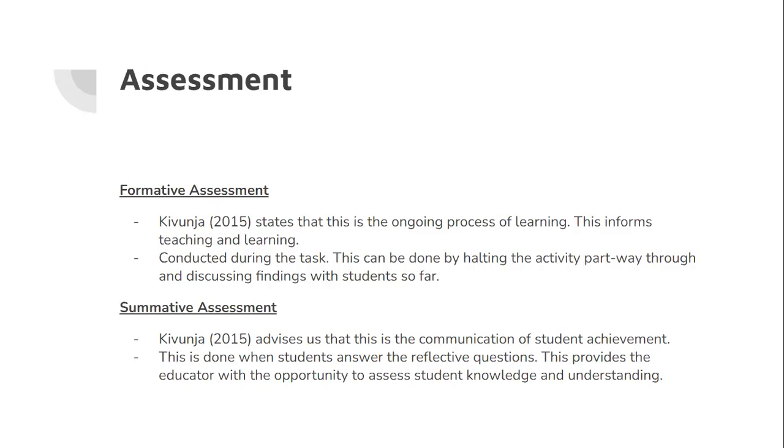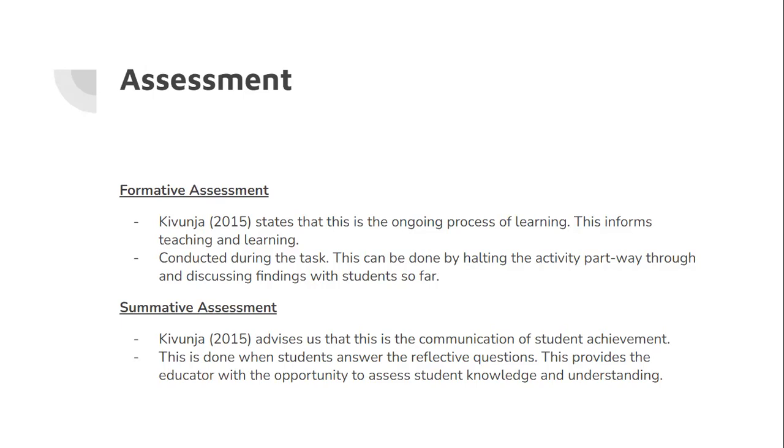Formative assessment is assessing the ongoing process of learning. This is conducted during the task. This can be done by halting the activity partway through and discussing findings with the students so far, or checking in with each pair to see how they are travelling with the activity.